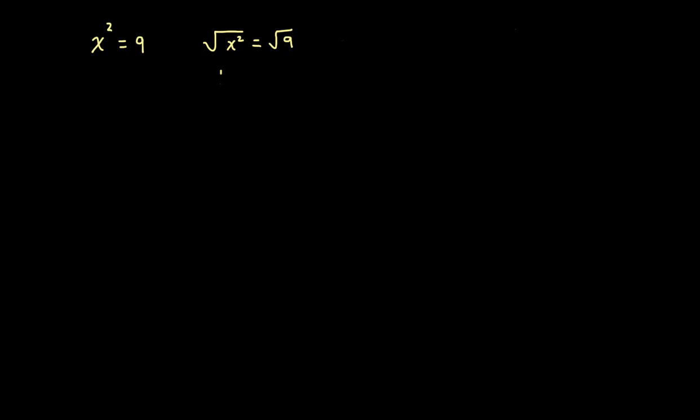But actually what's happening is that the left-hand side is returning the absolute value of x, and the right side is producing the principal square root of 3. And there we go. And now we're saying that the interior x can equal 3, or the interior can equal -3.